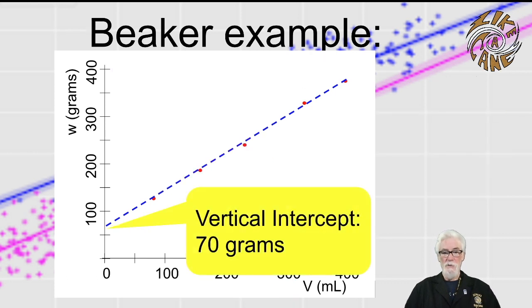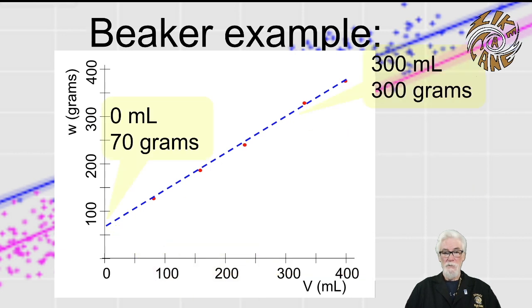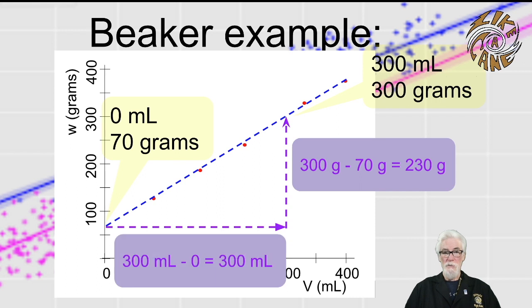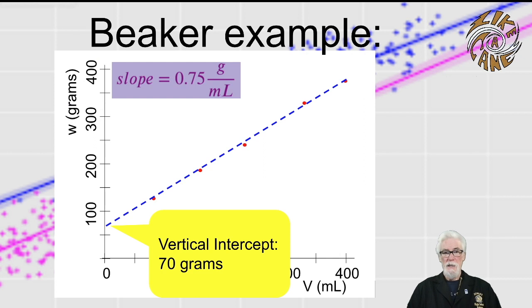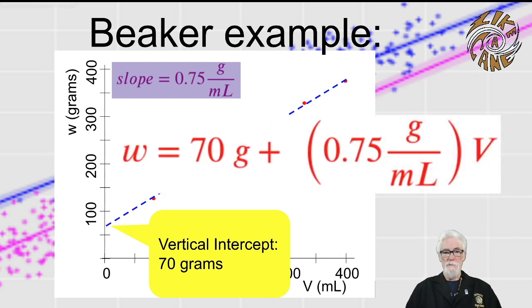So let's review. Find the vertical intercept, pick 2 points, find the vertical and horizontal change, take the ratio of the vertical change to the horizontal change, and that's your slope, and then never leave anything but a 1 in the denominator. So actually do the division problem, and then you can put that information together in the equation of a line.